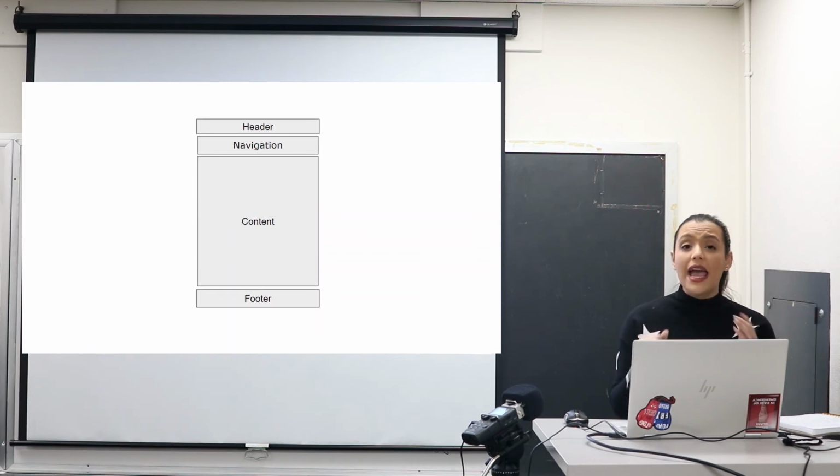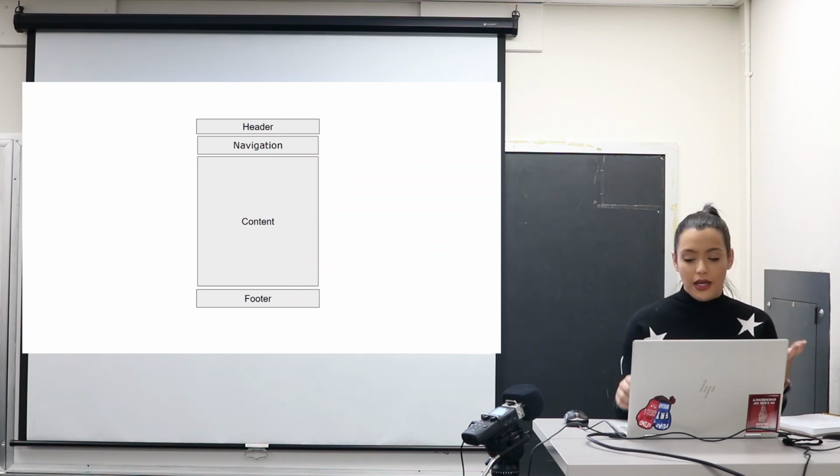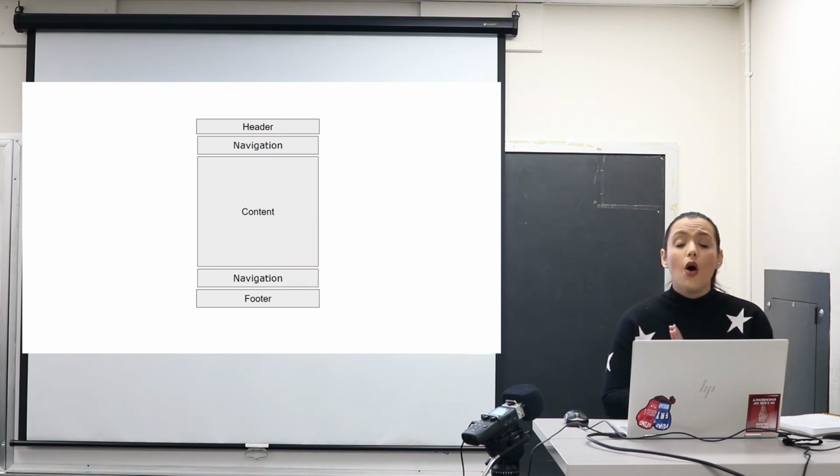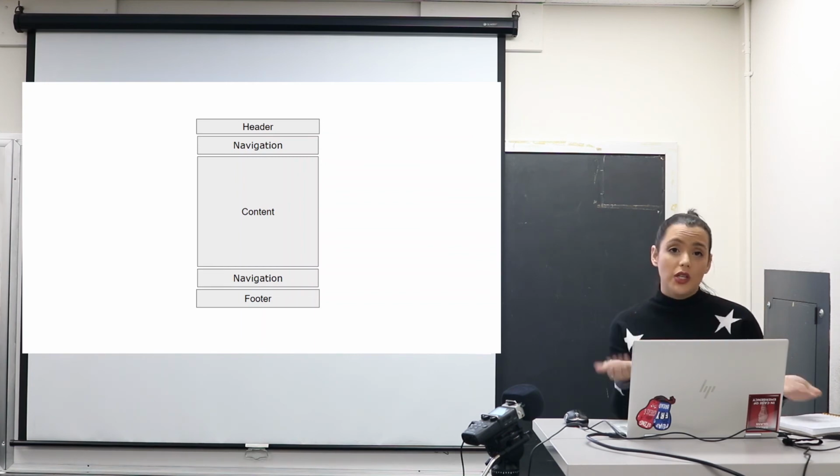Or you can just say, I want it to be very linear and I want it to be top to bottom. You can see that with websites like Amazon. Amazon has their header, their navigation, their content, footer, and then you scroll all the way back up in order to get back to that navigation. Or you can also have your navigation top and bottom, so they don't have to scroll.